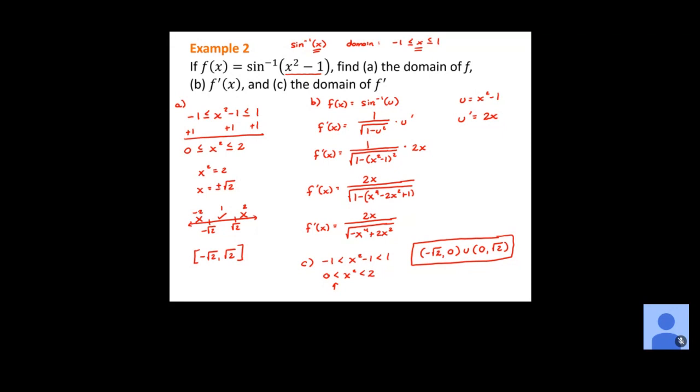So we didn't have to worry about the 0 on the previous one because 0 was included, and so we could just go straight from negative square root of 2 to positive square root of 2. But on this one, because the 0 is not included, we have to break our interval at 0 and not include that value. And if you look inside the denominator of this one, if you put 0 in there, you're going to get square root of 0, which is 0 in the denominator. It's undefined there. That's why we can't include 0 as part of the domain for our derivative.